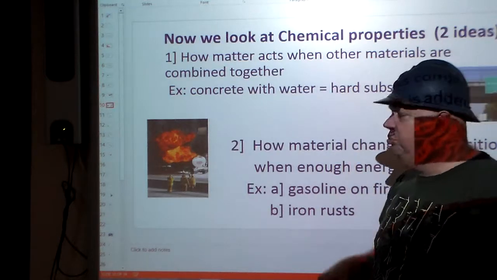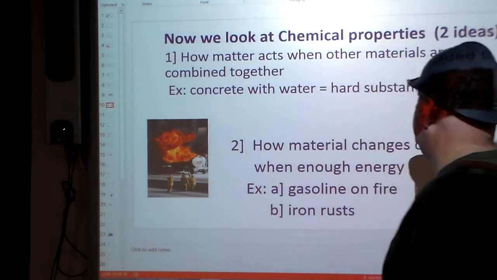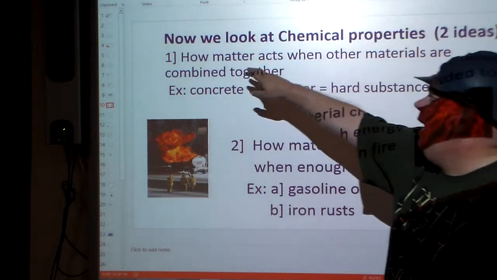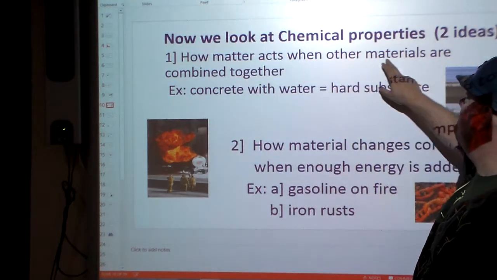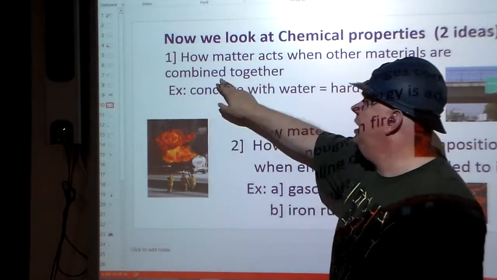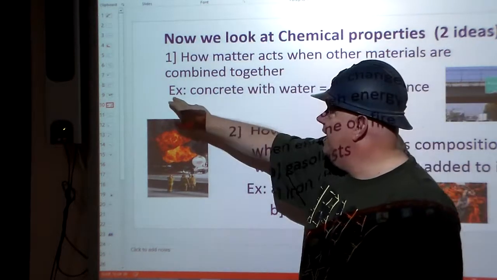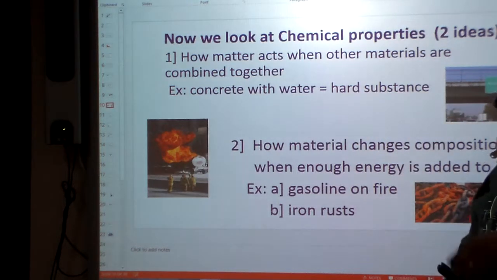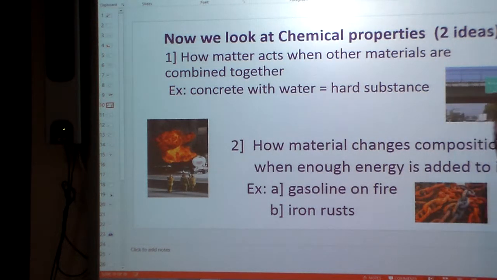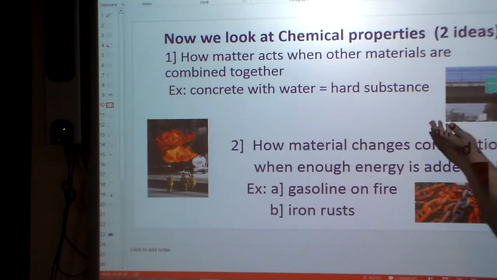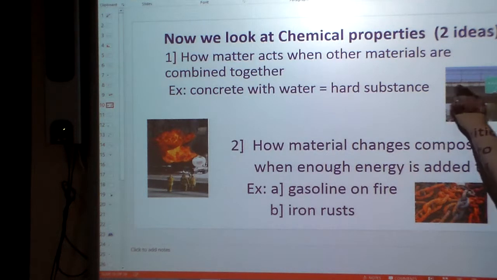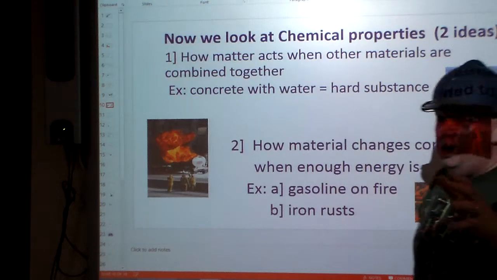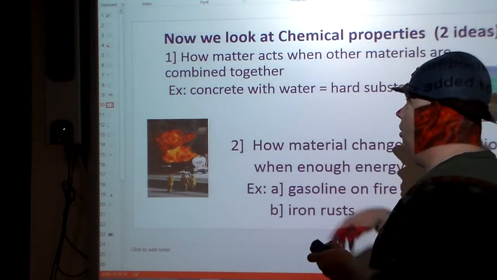Now we're going to look at chemical properties. There are two main ideas here. One, how matter acts when other materials are combined together. Example, concrete with water equals a hard substance. Perfect example: here we are on the 210 freeway. Here's the overpass near Azusa Avenue. See the cement there? That's concrete. We mix it with water and it's nice and hard. That's a chemical property, because it wasn't like that before.